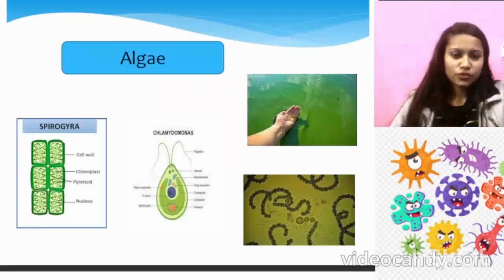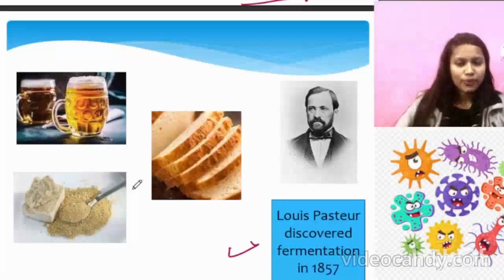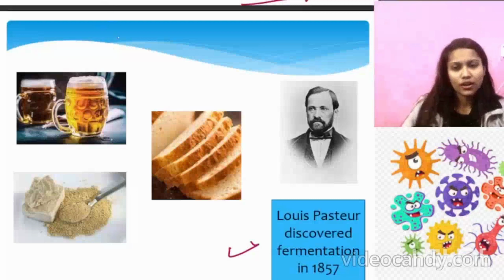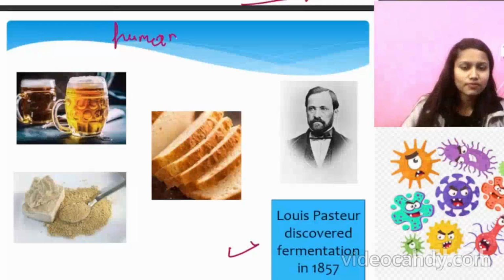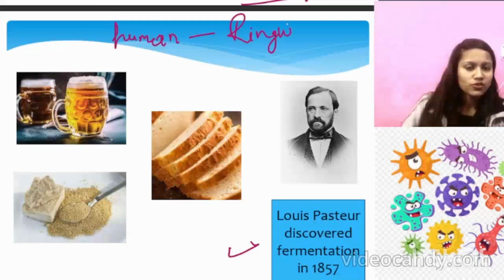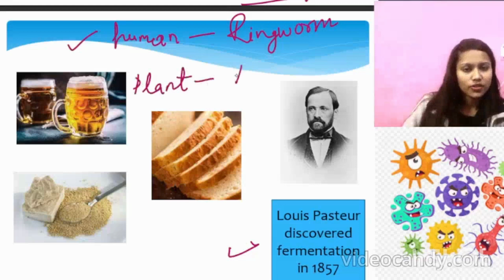But before moving to algae, let's discuss some fungal diseases that I forgot to tell you about. Remember some fungal diseases. In humans, you can remember a fungal disease known as ringworm. I will tell you only those which are important from the exam point of view. I won't go into much detail, but ringworm is a fungal disease that you can remember, and a fungal disease is also seen in plants, that is rust of wheat.